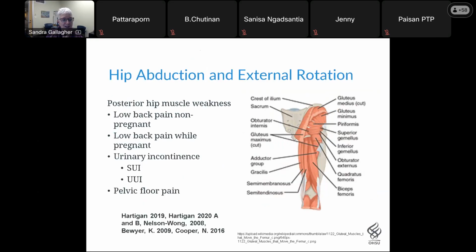When talking about the hip, it's important in low back pain in non-pregnant people, low back pain in pregnant people, and hip muscle weakness is associated with both stress urinary incontinence and urge urinary incontinence and pelvic pain. As I said, I learned earlier this year that pelvic floor PT and pelvic floor exams aren't something that is integrated into what is happening in Thailand right now.